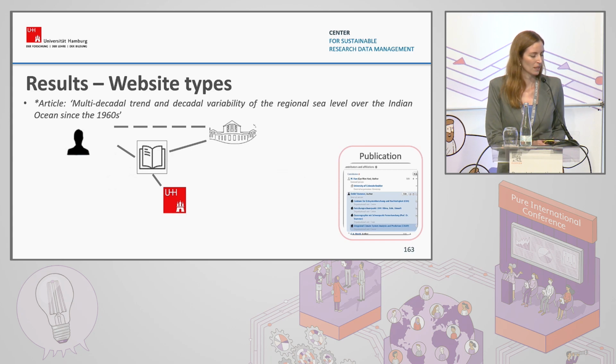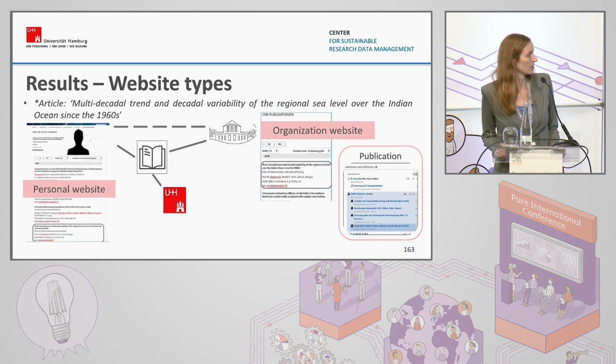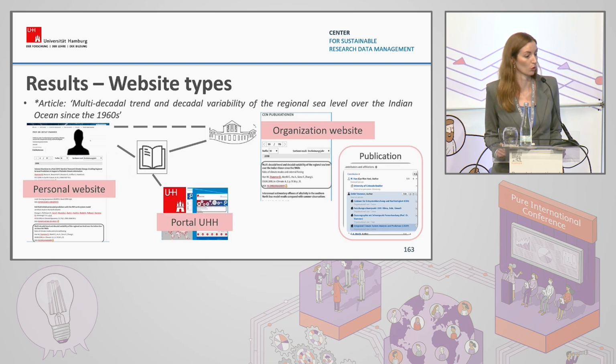When we're talking about respective websites, we mainly speak about 3 main website types. So we have here an example publication in Pure. And as a researcher, I want to see that publication, of course, on my personal website, on the organizational website, and also in our portal.